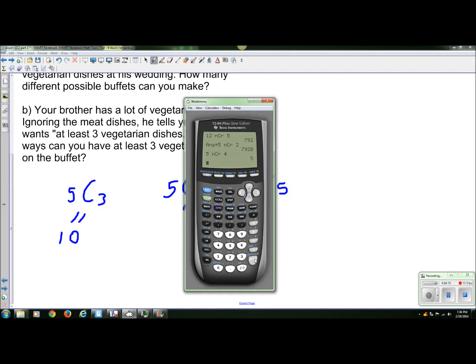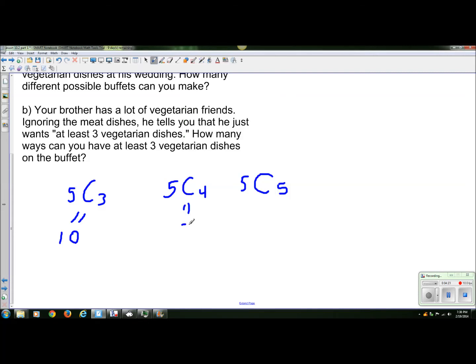That's 5. And 5 choose 5 is, I'm going to let you think about this. I think you can figure this out. Pause the video. Welcome back. 5 choose 5 is 1. The reason? How do I choose 5 things from a set of 5 things? Well, there's only one way I can do it. I just take them all.